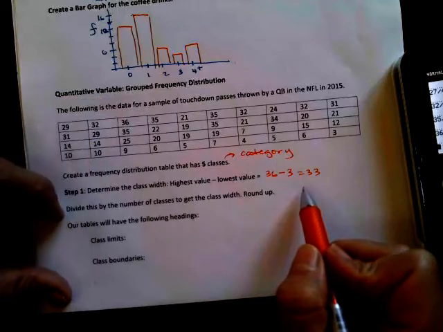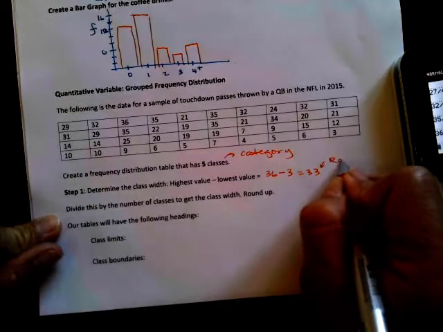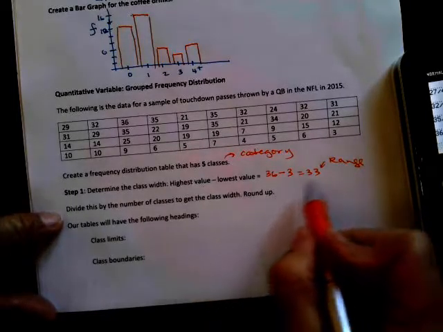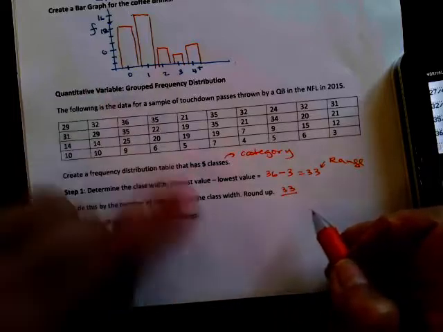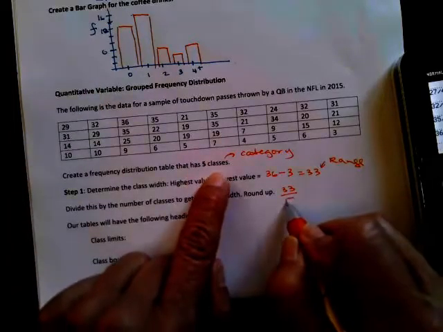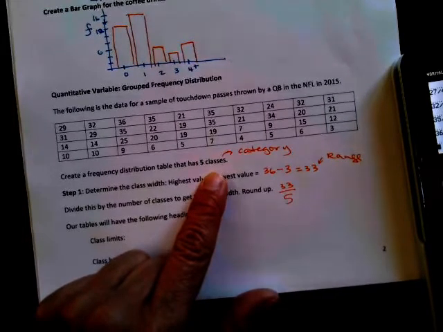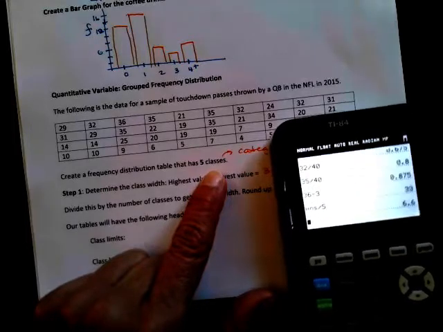And then we divide by the number of classes. I'm sorry, this is our range. Sorry, I was thinking ahead. This is our range, highest minus lowest. To get the class width, we take the 33, divide it by the number of classes, and I just arbitrarily chose 5. You could choose 6, 7, 8, whatever you think is going to give you the best idea. And then divide by 5, so 6.6.